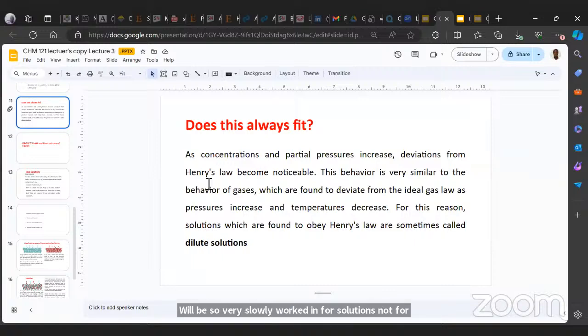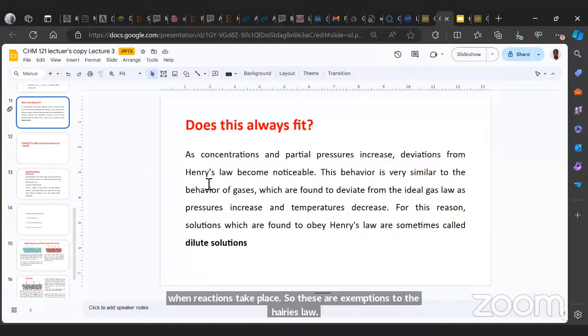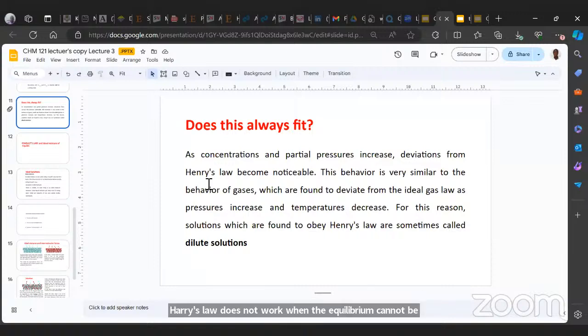Henry's law does not work when the equilibrium cannot be set. Henry's law does not work when the pressure is so high. Henry's law will not work when there is a reaction, when the two entities are reacting.